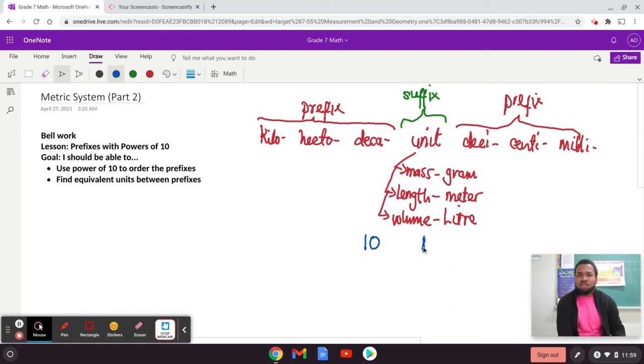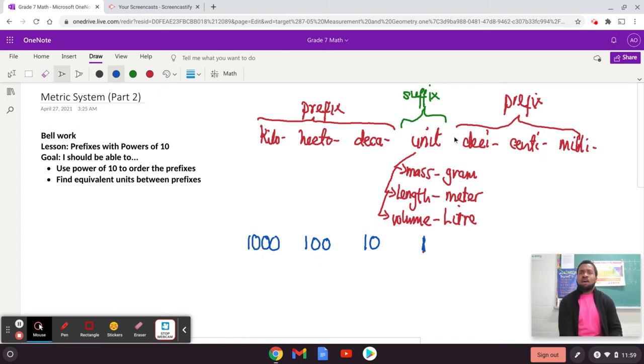And then to go from unit to hecto, how do we measure that? That is actually 100 times, which means 100 units makes 1 hecto. And finally, what are we going to say about kilo? In this case, 1,000 units makes a kilo.